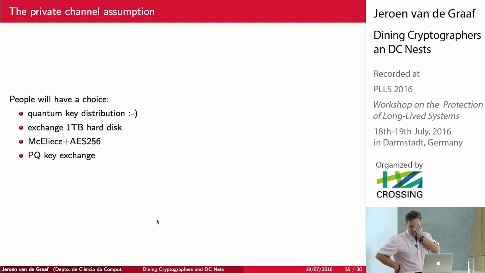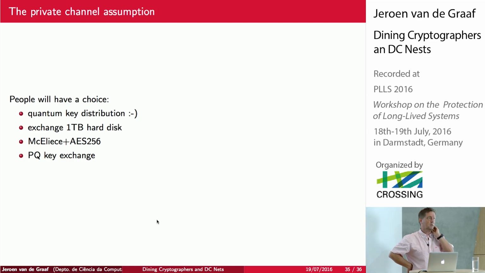I had another discussion some time ago, 10 years ago, with somebody about voting, and this was based on private channels. And then this person said, yeah, but private channels don't exist. Now that is true, but we can emulate a private channel in various ways. And I think people should have the choice to implement a private channel the way they want. They can use quantum key distribution. They could exchange a terabyte hard disk. They could use post-quantum public key cryptography, McEliece and AES, or the new post-quantum key exchange protocols that are around.